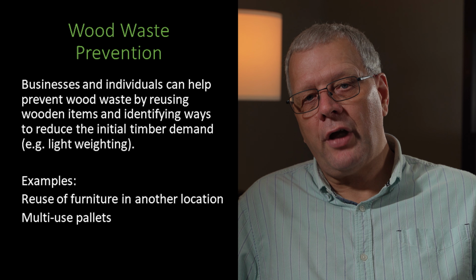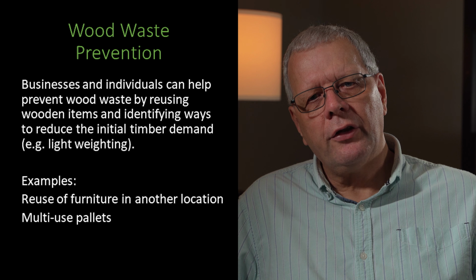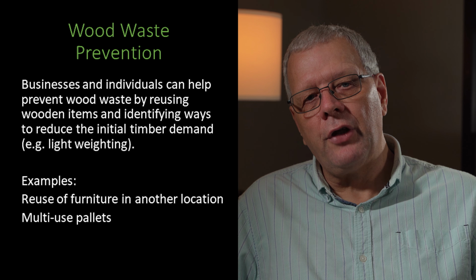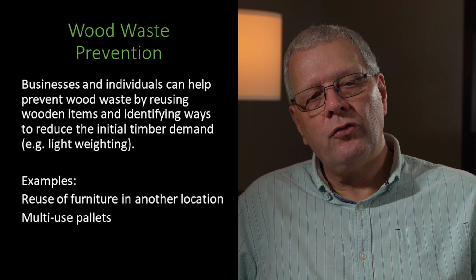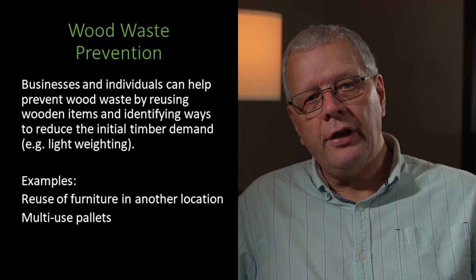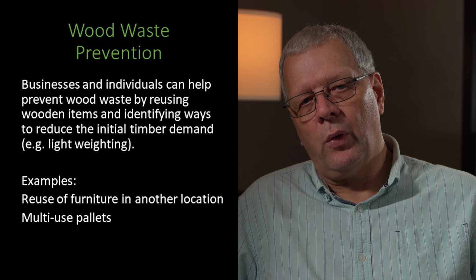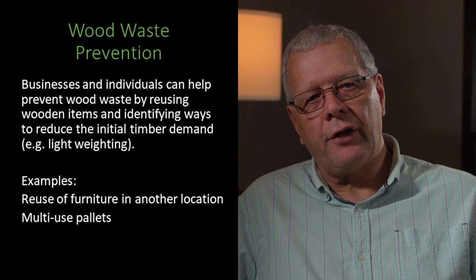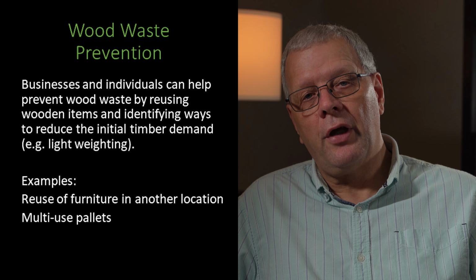The waste hierarchy is best understood by looking at one of the practical examples given in the guidance. We will look at wood waste. Starting at the highest waste hierarchy option, the first stage deals with prevention for wood waste, where businesses and individuals can help prevent wood waste by reusing wooden items and identifying ways to reduce the initial timber demand, such as lightweighting. So examples here would be reuse of furniture in another location or multi-use pallets.